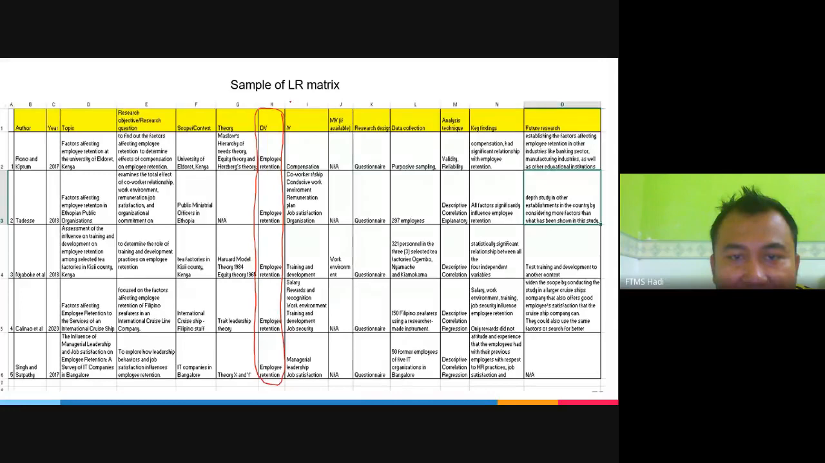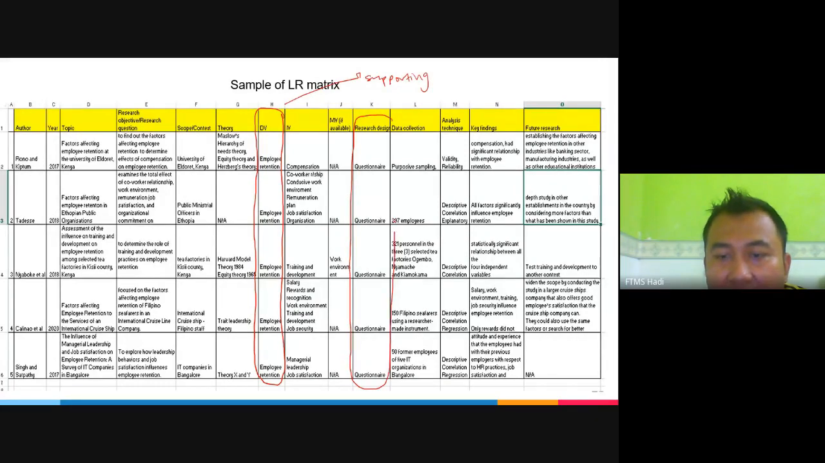If there are similarities, that means this is more on supporting. That means Rono and Kiptum are doing employee retention, supported by Tadese, supported by Niabuke, supported by Kalinau, supported by Singh and Satapati. Yeah, because they are doing the same thing. And also in methodology, all of them are using questionnaire. So you too can use questionnaire.